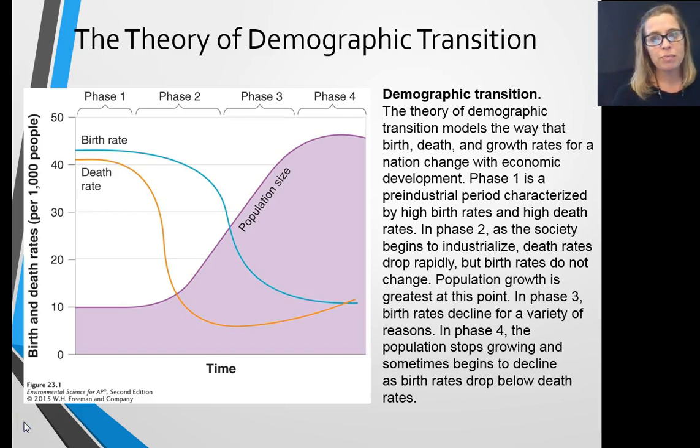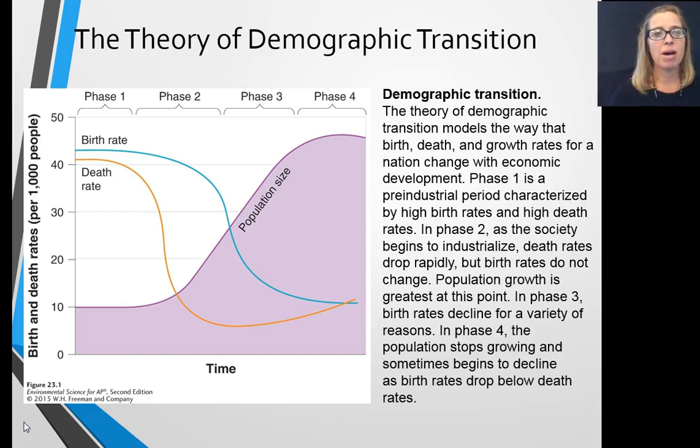The theory of demographic transition states that the phases through which the human population goes have shown a predictable pattern. And using those patterns, we can make projections about specific countries, where they're at in the demographic transition, and what's going to happen in their futures.